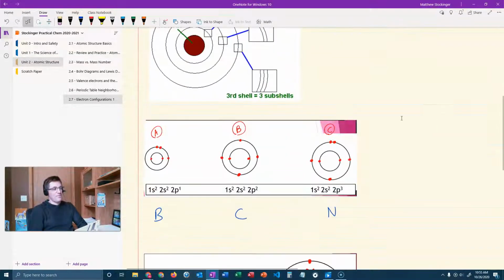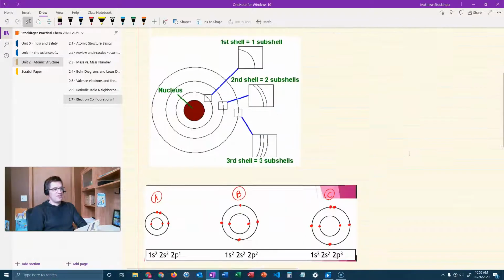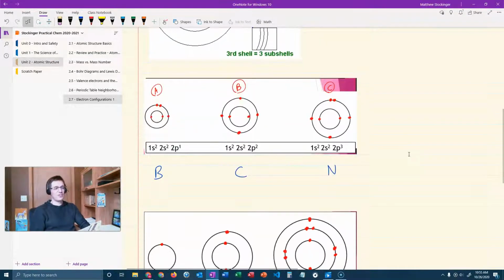So again, we need something better than this picture. The configuration can do that for us. Starting now for the second half of the video, I'm going to show you some electron configurations. I'm going to teach you the rules about how to read them, and that'll be our introduction.